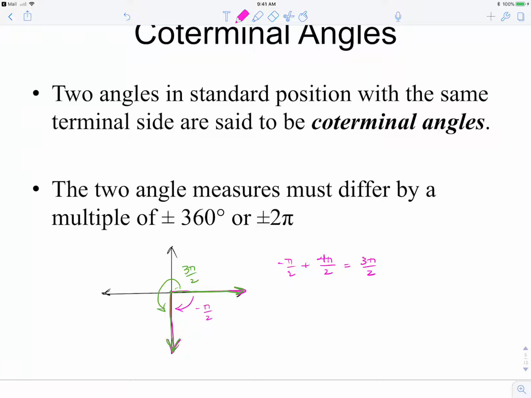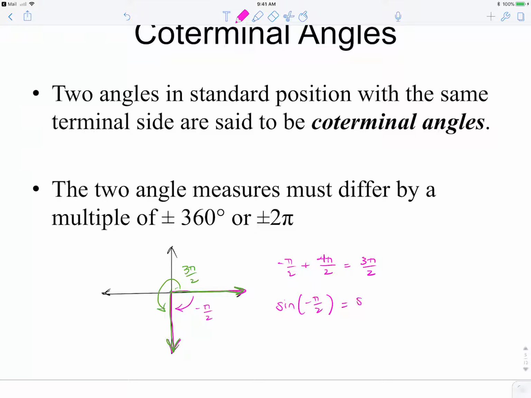Now, remember, we defined the 6 trig functions as ratios of x, y, and r. So x and y are values in the xy plane, right? So ordered pairs in the xy plane. And r, remember, is the distance of a point in the xy plane to the origin. So if an angle terminates in the same place as another angle, they're going to have those same ratios for x, y, and r.